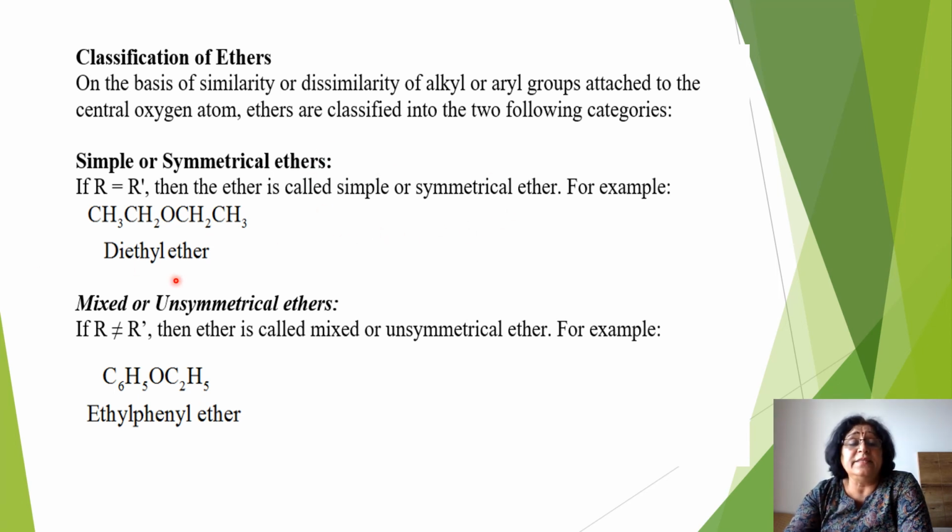Then it is called simple ether or symmetrical ether. For example, diethyl ether and dimethyl ether are simple ethers or symmetrical ethers. But if the two R groups are different, then it is called mixed ether or unsymmetrical ether. So when R is not equal to R dash, then it is called mixed ether or unsymmetrical ether. For example, ethyl methyl ether, ethyl phenyl ether, etc. Okay, understood? Okay, thank you.